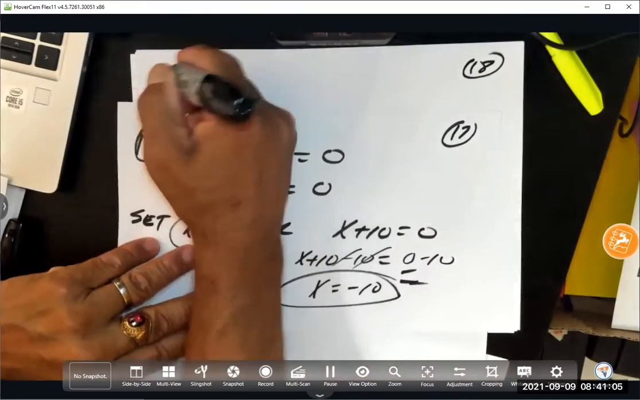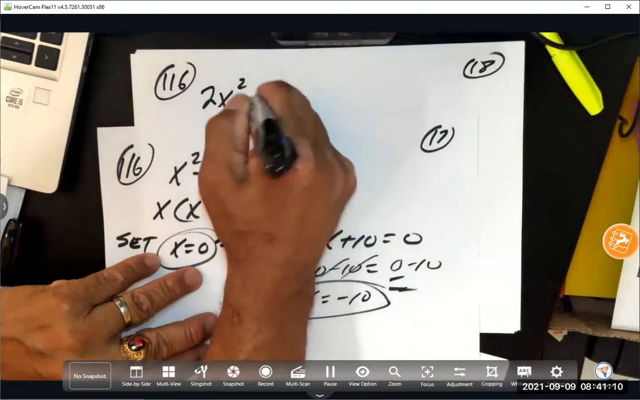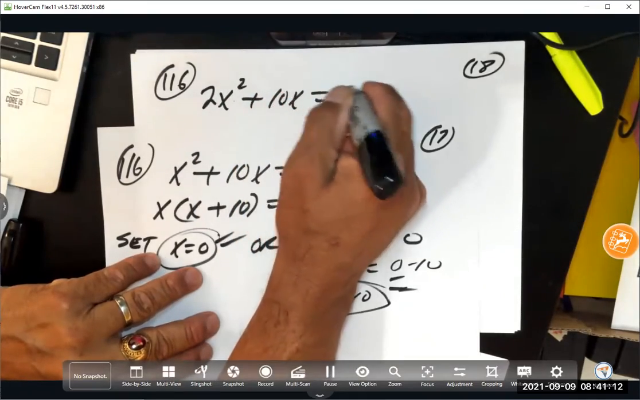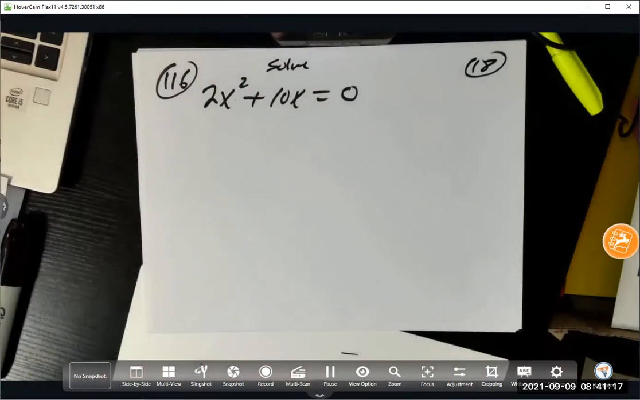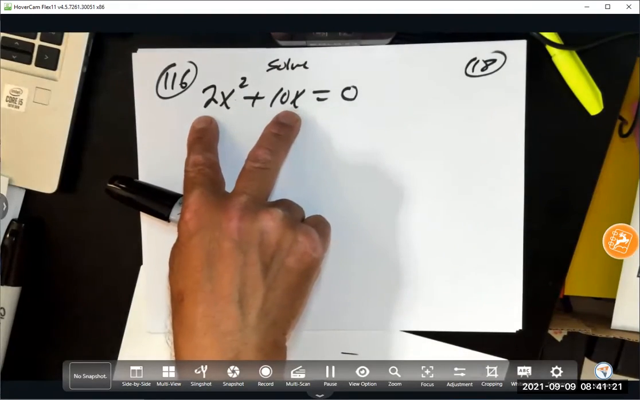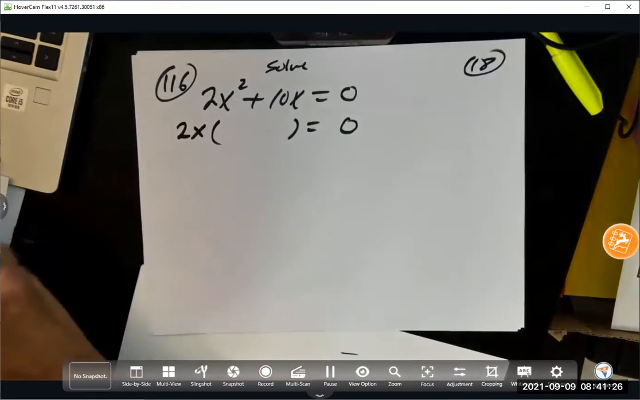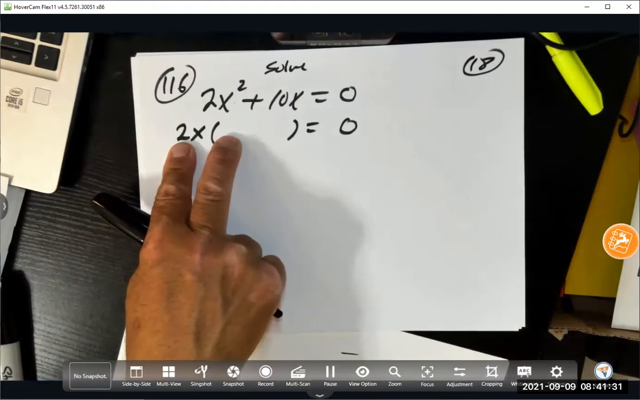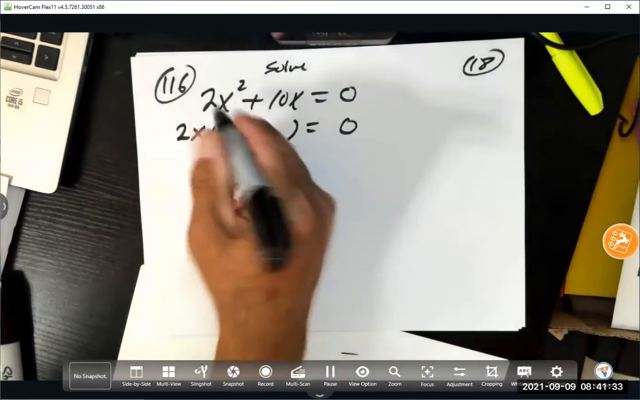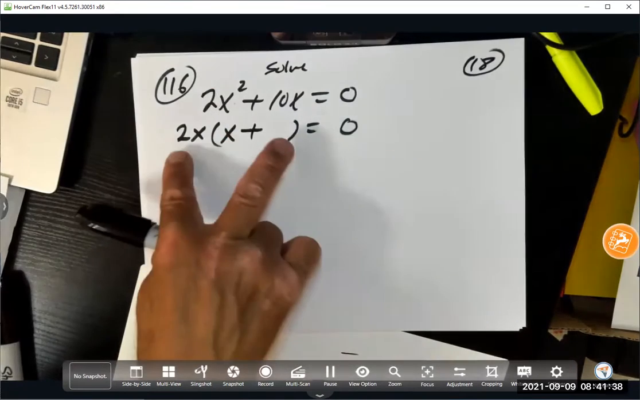Okay, now we do a little bit harder than this one, just a little bit, not that much more. 116 again. Suppose I have 2x squared plus 10x equals 0. Let's solve this thing. First of all, I know I can take an x out, but I can take more. Can I take the 2x out from both of them, do you think? Is that possible? What's 2x times what gives me this answer right here? X. So 2x and x, right? Yep, that's right.